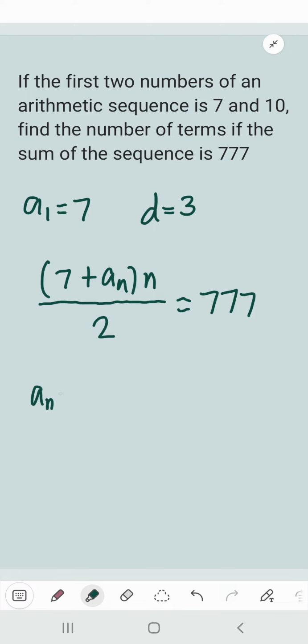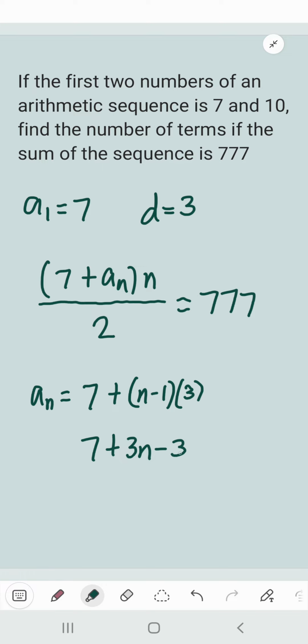So let's use the nth term formula, which is the first term plus the number of terms minus 1 times the common difference, which is 3. We know that the first term is equal to 7. Now we will be simplifying. So n minus 1 times 3 is equal to, n times 3 is 3n, and minus 1 times 3 is equal to minus 3. 7 minus 3 is equal to 4. So the nth term is 3n plus 4.